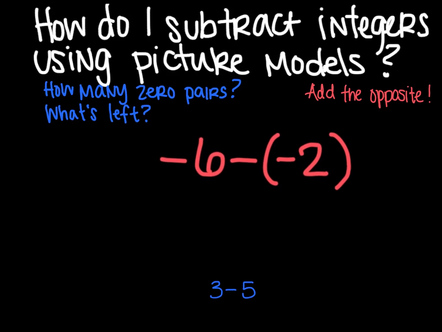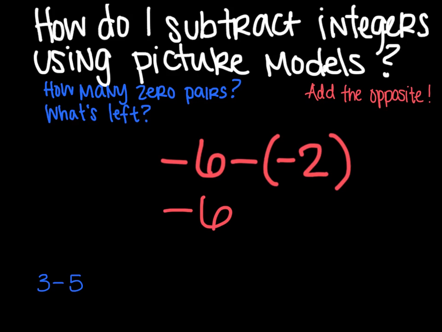Your first example here is negative 6 minus negative 2. So you're going to keep the first number the same. You're going to change the subtraction sign into an addition sign, and then you're going to find the opposite number. So an opposite of negative 2 is just positive 2. Now, you don't have to write that plus sign that I just did, but you can. As long as you know it's a positive 2. Then you're going to go ahead and solve. So negative 6 and then 2 using a picture model.